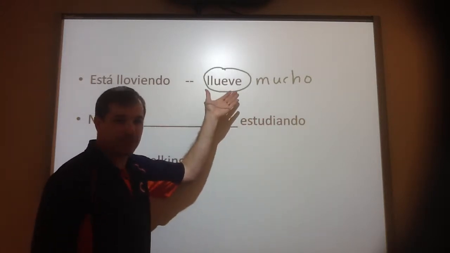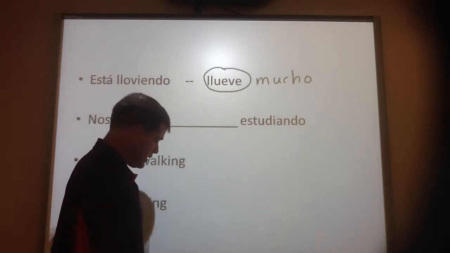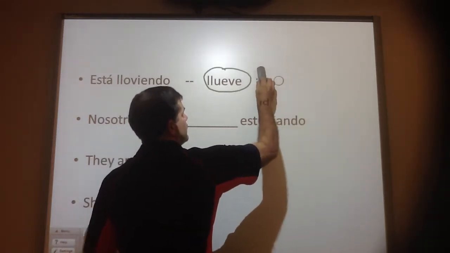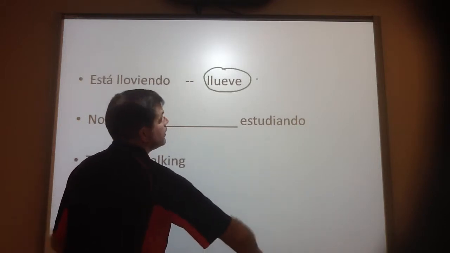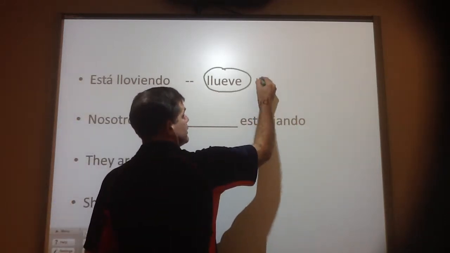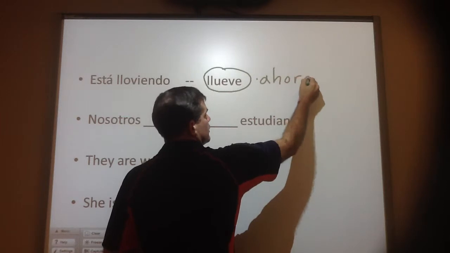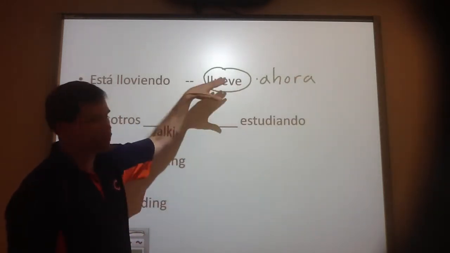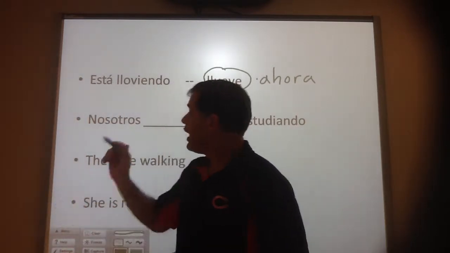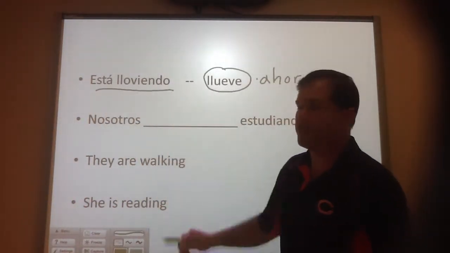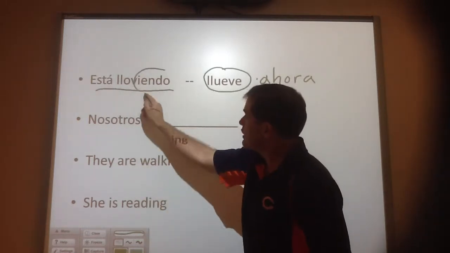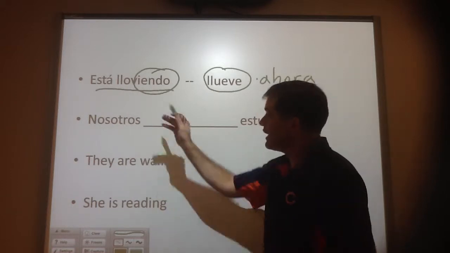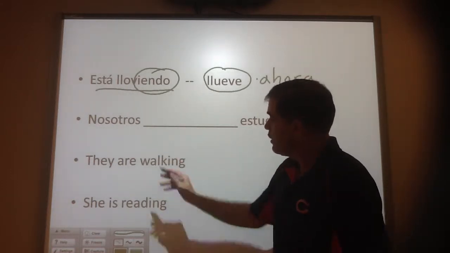So that's present indicative. Or it could mean, if I say llueve ahora, it could mean it's raining right now. Alright, so the regular present tense can mean either. However, when I say está lloviendo, now, because I'm using this present progressive form, it does mean specifically it's doing it right now. Está lloviendo. It's raining right now. Okay?